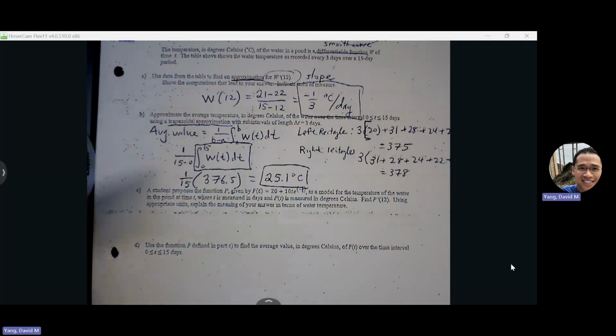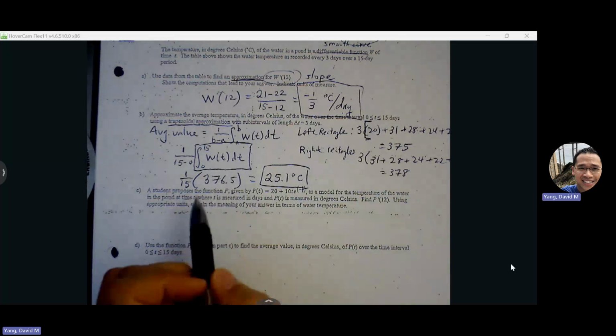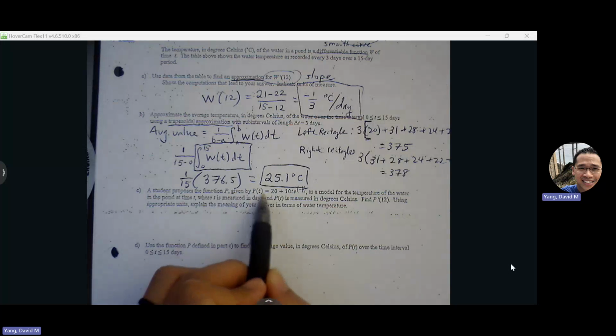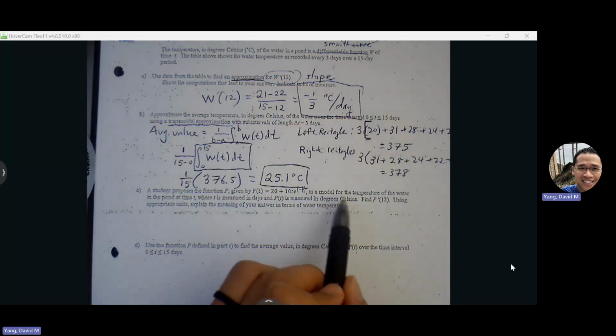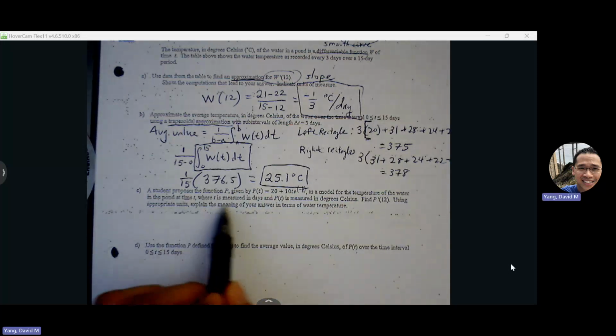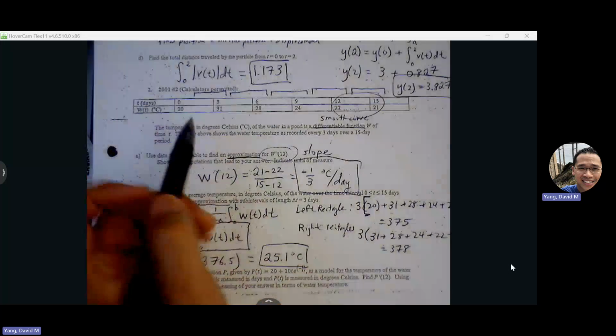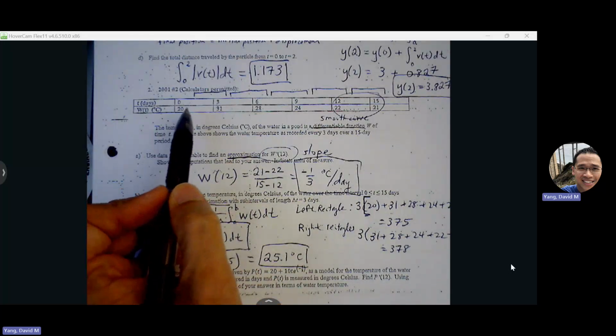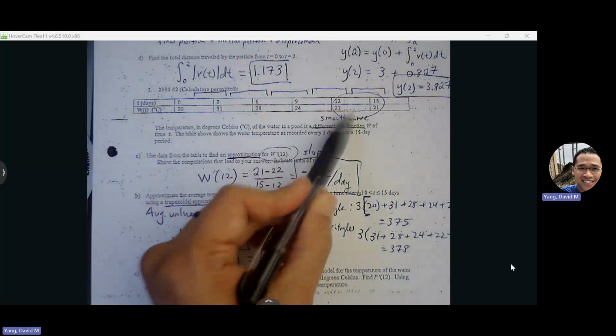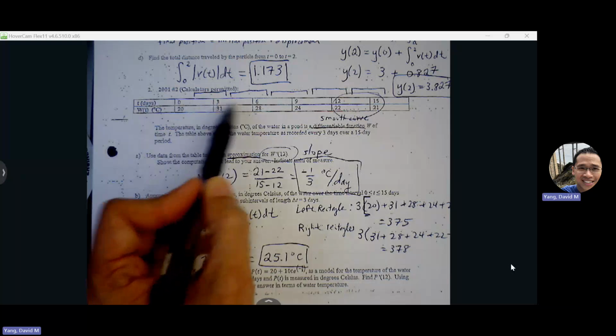So in A and B, we're relying on geometric or algebraic approximations, and C and D is going to move into the calculus. So it says a student proposes a function P of T, which models the temperature of the water at any point in time. So it's going to be more accurate because it doesn't just tell us the temperature at every 3 days. It's going to be able to tell us the temperature between these days as well.